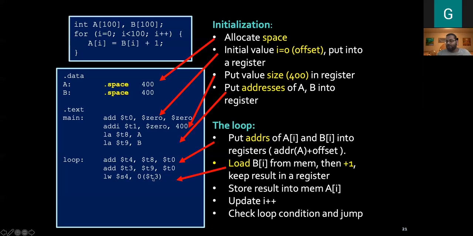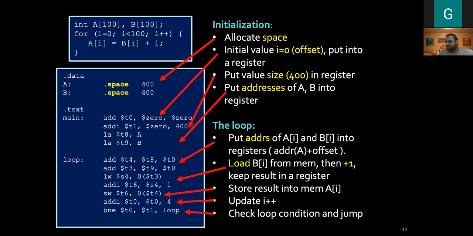Then we can load in the value from B. Notice that this is loading the value from the address in T3 with an offset of 0. We're putting it in S4. Then we add 1 to S4. That's doing B index I plus 1. And then we can store that value back into A. And once we're done with that, we update our I. To go to the next element, we add 4 to our offset to get to the next integer address. And then we can just check our condition. So if it's not equal to 400 yet, we can keep looping.